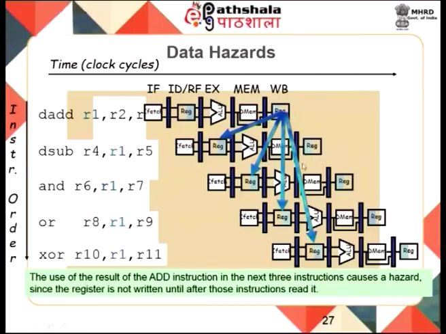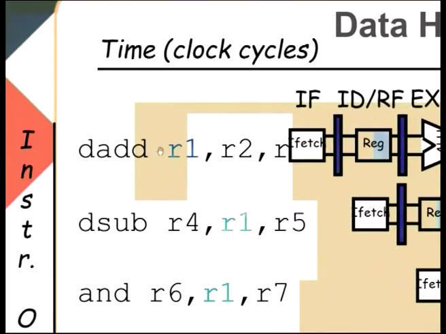Now what will happen if these hazards are allowed to prevail in the pipeline? So this is an example to show the data hazards. I have an add instruction which modifies register R1, and as you can see, register R1 is a destination operand for all these instructions.